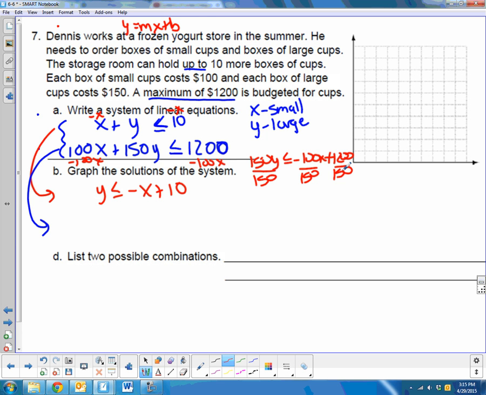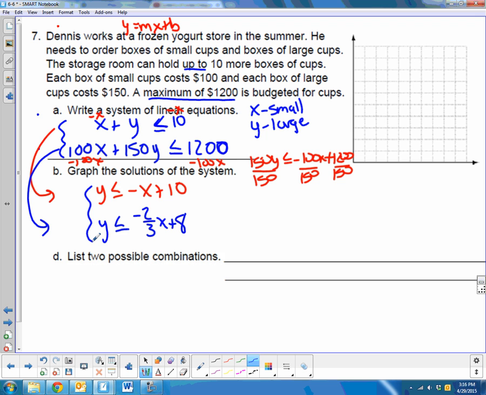And so I'm going to do 1200 divided by 150 and get 8. Negative 100 divided by 150, I'm going to get 2/3. So negative 2/3 x plus 8. Now, if you do 100 divided by 150 you get 0.6666 repeating, and it's hard to graph 0.666 repeating. So I'm going to leave it as a fraction. Negative 2/3 x just makes it easier to graph. And then I'd have y by itself, and y would be less than or equal to negative 2/3 x plus 8. I've got my two equations written in a way that I can graph them.